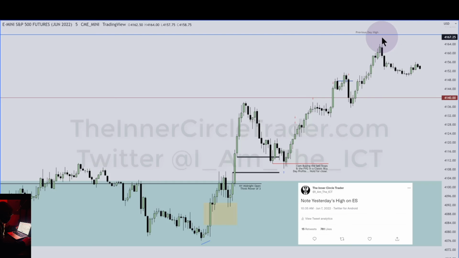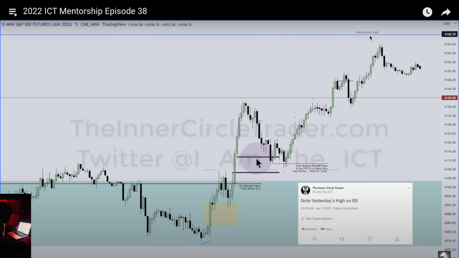Now think about what I've shown here. I was wrong on this level. Notice the previous daily high. Once again, this is like our higher time frame magnet. Price should continuously gravitate higher until we reach this. This is our terminus.